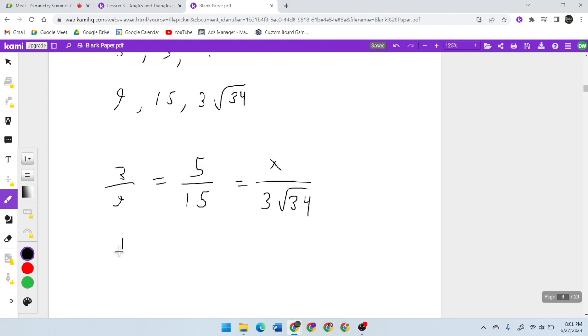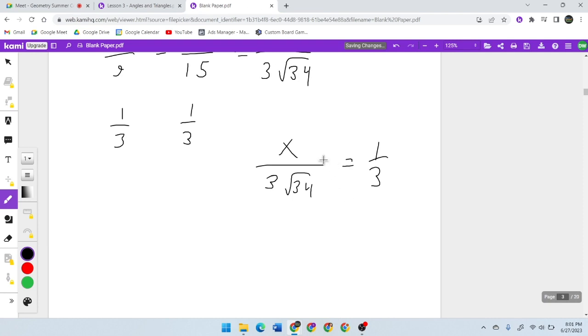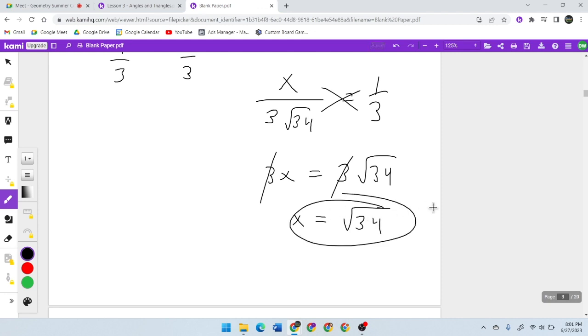Now, 3 over 9 reduces to 1/3. 5 over 15 reduces to 1/3, which means the last ratio must also equal 1/3. I can solve this pretty easily. x over 3 root 34 must equal 1/3. If you want to solve for x, you can cross multiply, which means 3x equals 3 root 34 times 1, which is just 3 root 34. Then the 3's cancel, or you could divide out 3, which means x, the missing side, must have been equal to the square root of 34. That's what the missing side was if the question asked for that. So that's more of a fun fact.